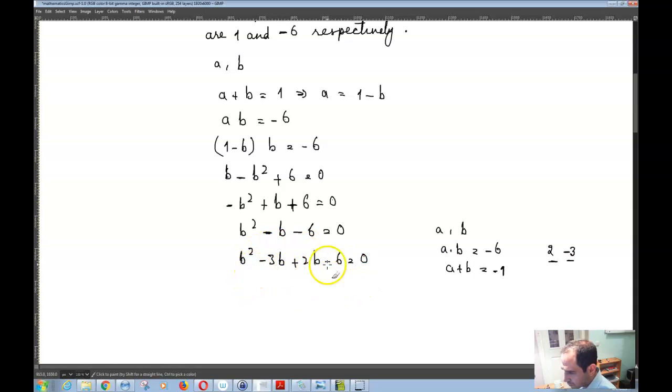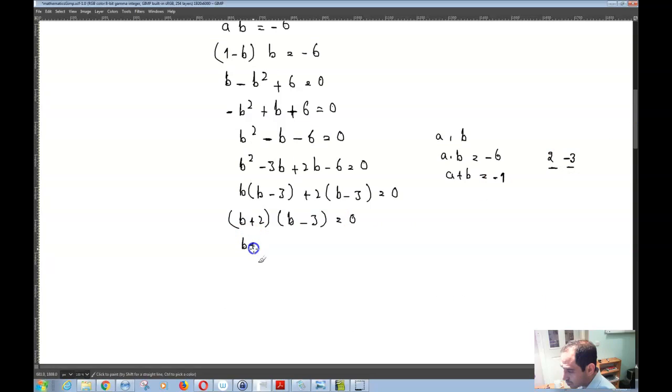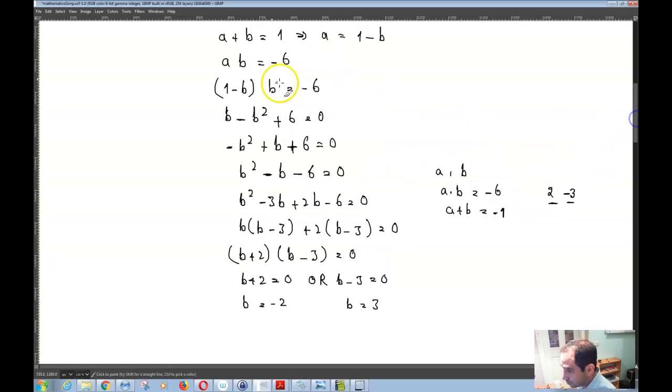And then you have B times (B minus 3) plus 2 times (B minus 3) is equal to 0, and so (B plus 2) times (B minus 3) is equal to 0. Now what that means is that either B plus 2 is equal to 0 or B minus 3 is equal to 0. In this case, B is equal to -2, and this is B is equal to +3. And we said that A times B is equal to negative 6.